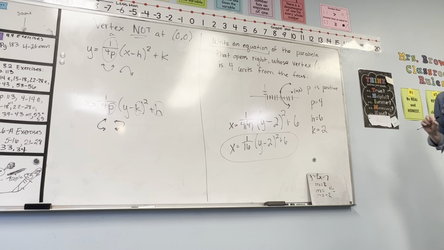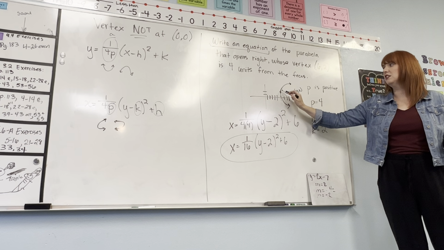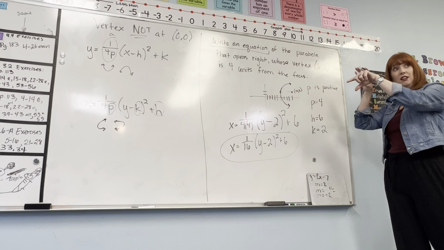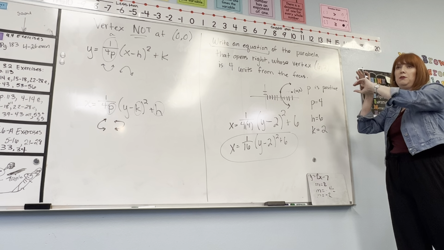That was easy, right? You just have to remember how to find P, and it's just the distance from here to here. If this had been facing the other way, it would be negative. It might say 4 units from the vertex, but if it's going to the left, then P would be negative.